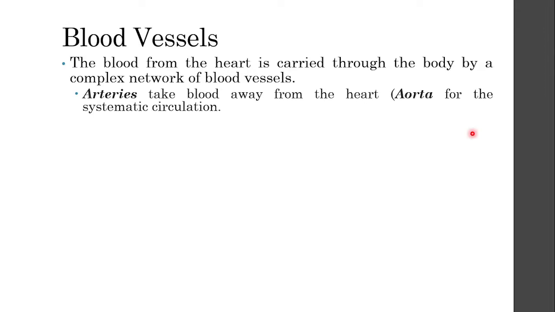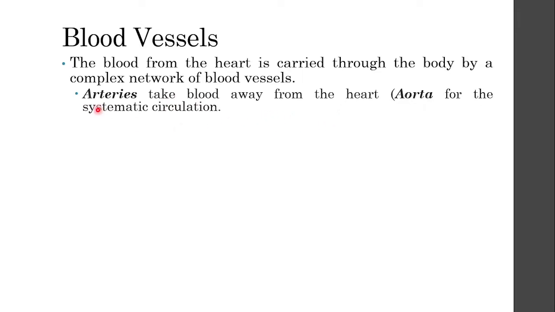So banggit ko kanina, we have our arteries. Arteries take blood away from the heart. So we have the aorta, which carries the blood from the left ventricle palabas, and then it will lead this throughout our body. So this here is oxygenated blood. So this is for the systemic circulation. So aorta for systemic circulation because it leads the blood everywhere in our body.